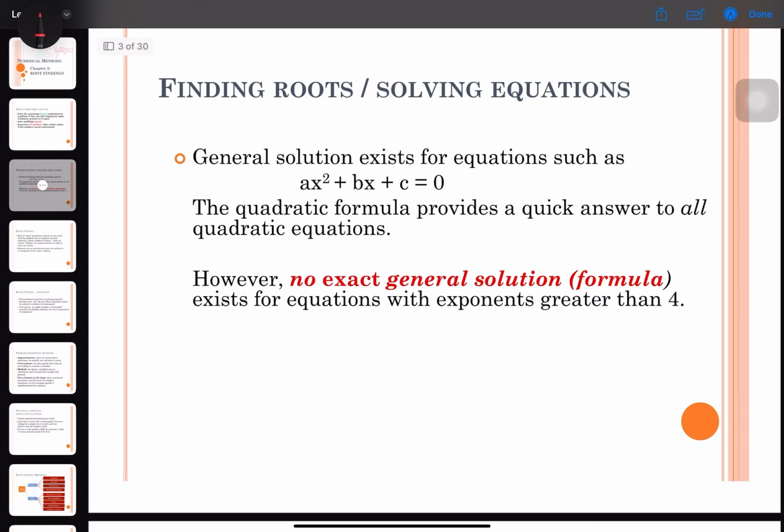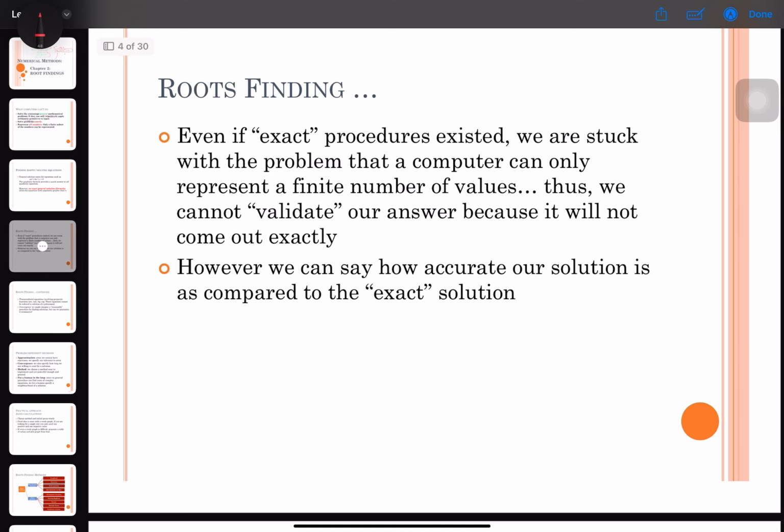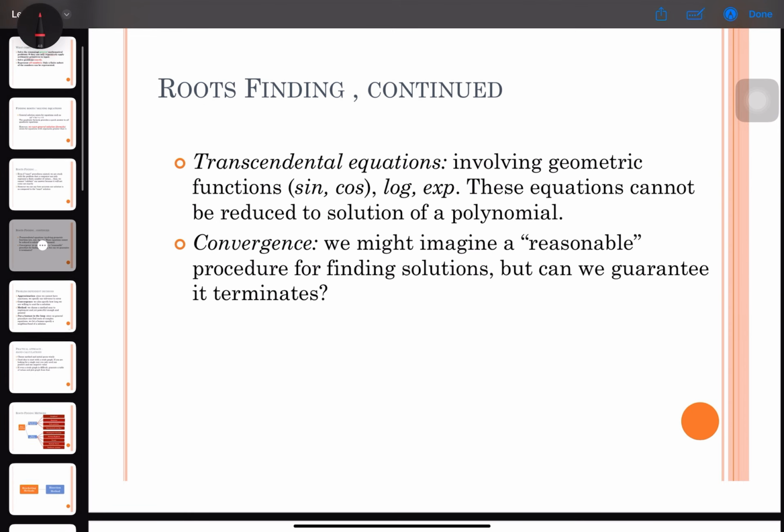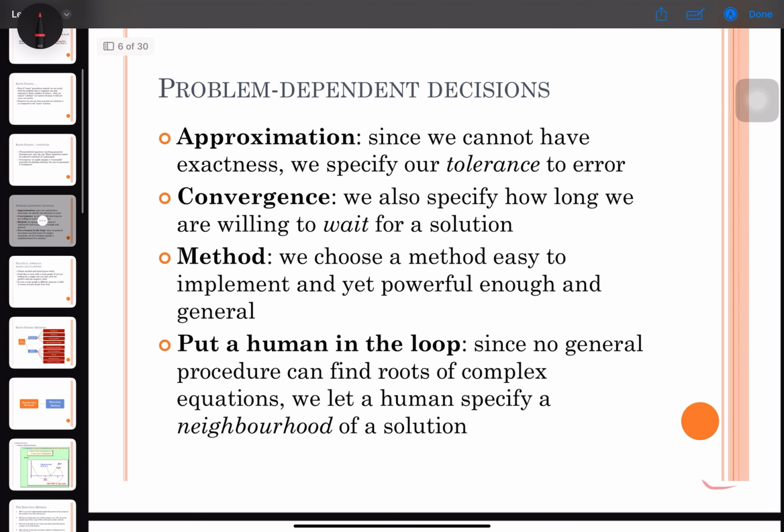Okay, so this one, it's okay, I'll skip this. Okay, problem dependent decision. Okay, approximation. Since we cannot have exactness in numerical methods, our answer will always be an approximation. So we have to specify our tolerance to error. Plus, you have a convergence. We also specify how long we are willing to wait for a solution.